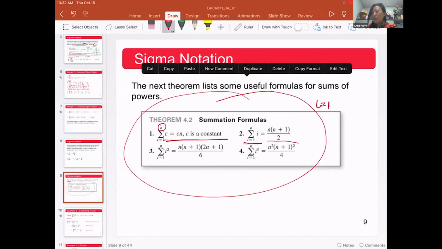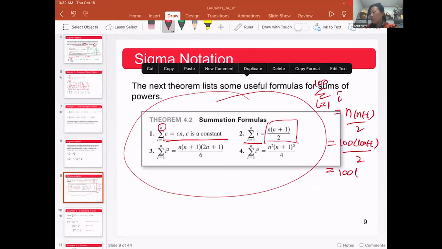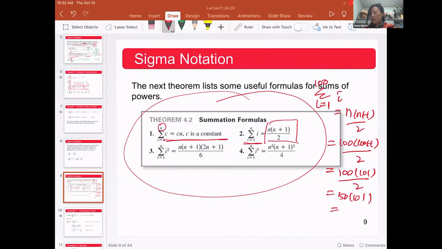Next one, if I have i starting at 1 and ending at 100, I know what the summation equals. They gave you a formula. The formula says n times n plus 1 over 2, which means 100 times 100 plus 1 over 2, which gives me 100 times 101 divided by 2, which is 50 times 101.